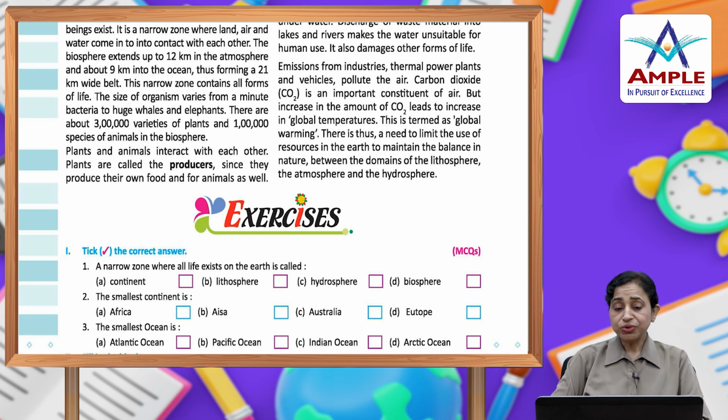Carbon dioxide CO2 is an important constituent of air, but increase in the amount of carbon dioxide leads to increase in global temperatures. This is termed as global warming. There is thus a need to limit the use of resources in the earth to maintain the balance in nature between the domains of the lithosphere and the atmosphere and the hydrosphere.